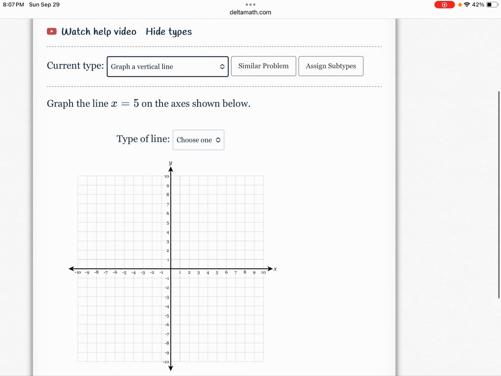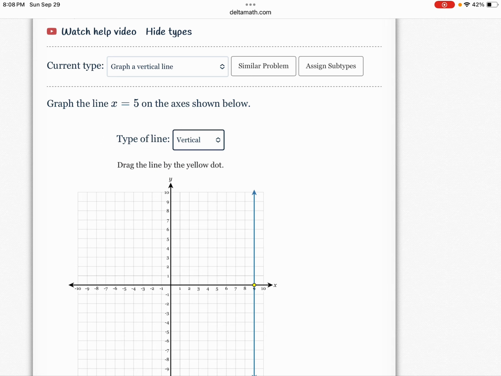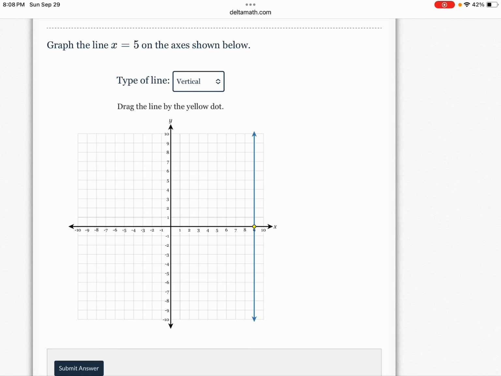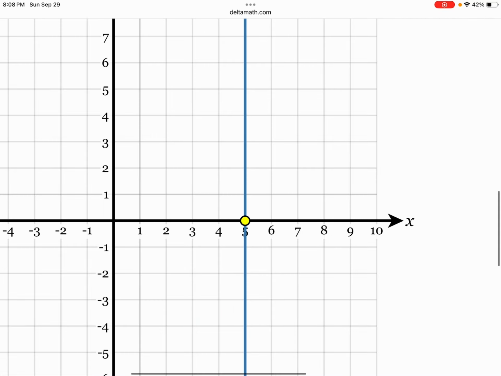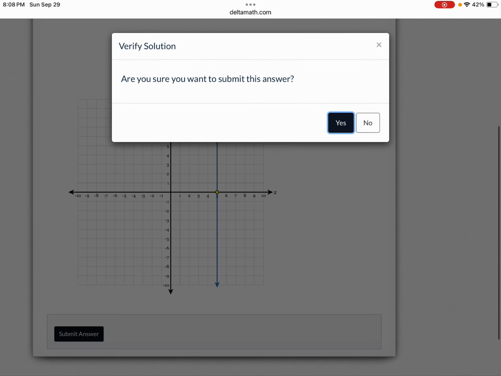So I have the equation, graph the line x equals 5 on the axes shown below. So you need to look at that equation and decide, is this a horizontal or a vertical line? Given that we know that x always is a vertical line because of VUX, vertical, undefined, x-axis, this will be a vertical line. So now you'll see a vertical line show up on the graph, and you need to drag it to the appropriate intercept. X equals 5 means that it's going to cross the x-axis right at 5. So that looks pretty good. Submit.